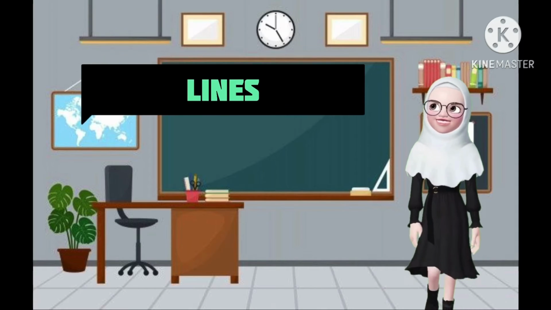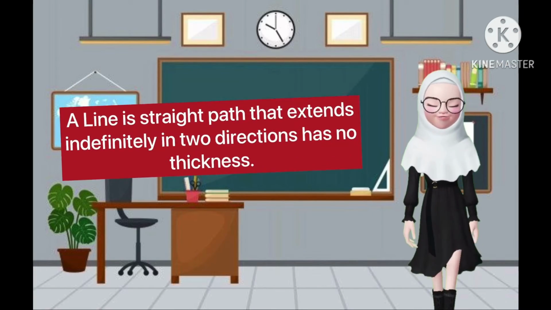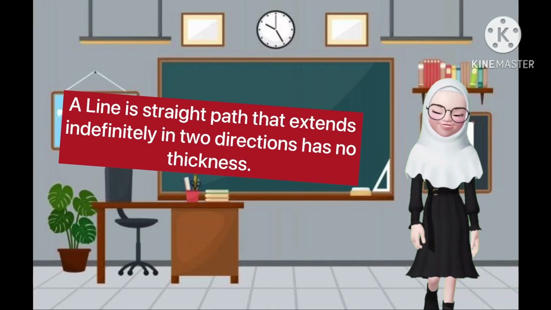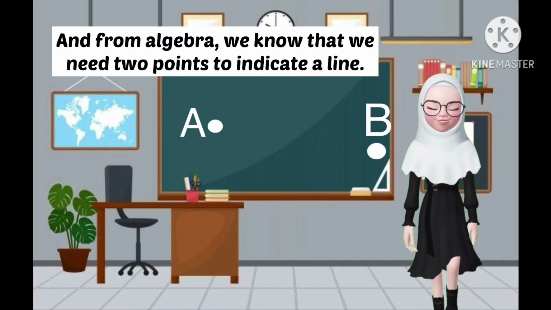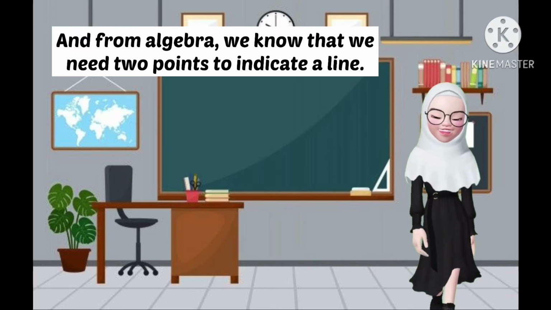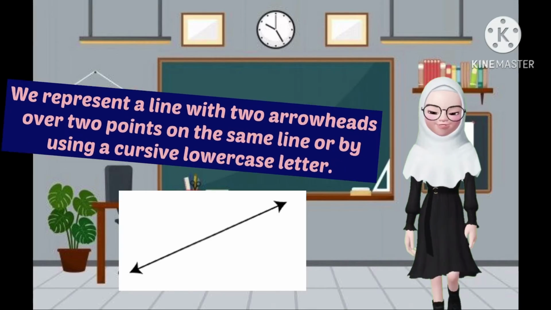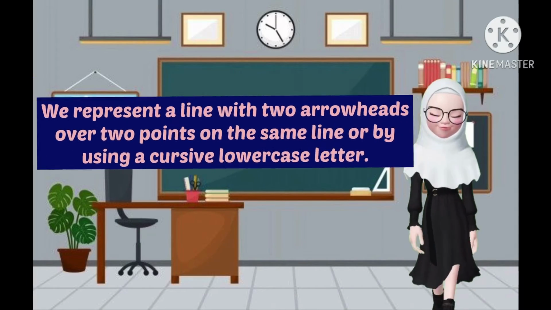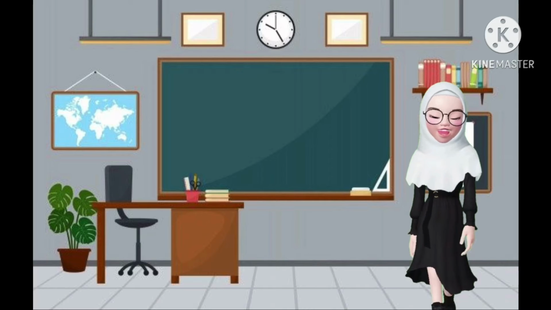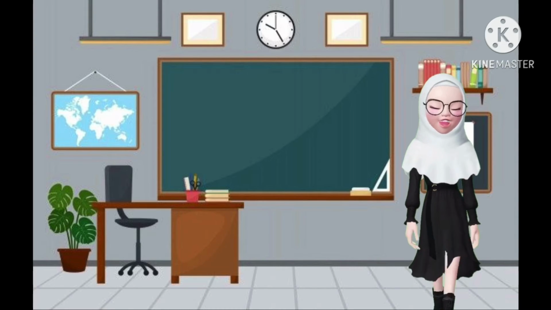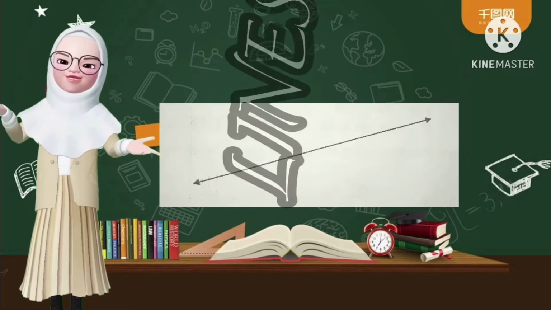For the second material is lines. What is a line? A line is a straight path that extends indefinitely in two directions and has no thickness. And from algebra, we know that we need 2 points to indicate a line. We represent a line with arrowheads over 2 points on the same line or by using a cursive lowercase letter. For example, you can see there point A and point B. If the 2 points are connected, it will become a line. You can see in this picture.